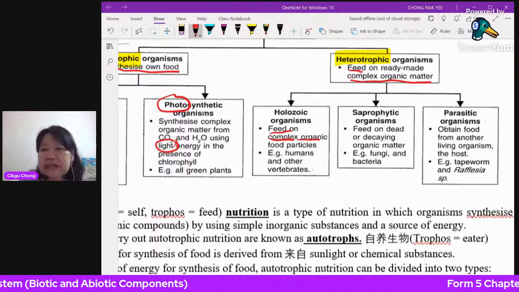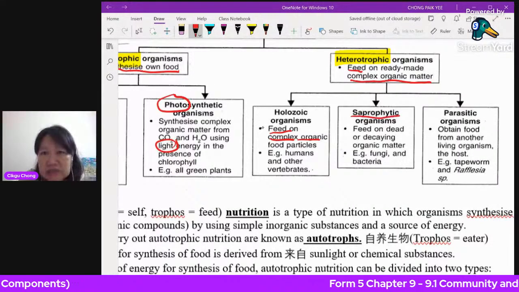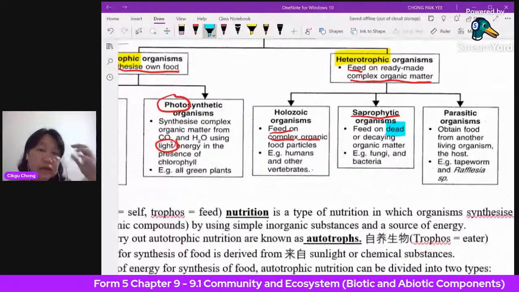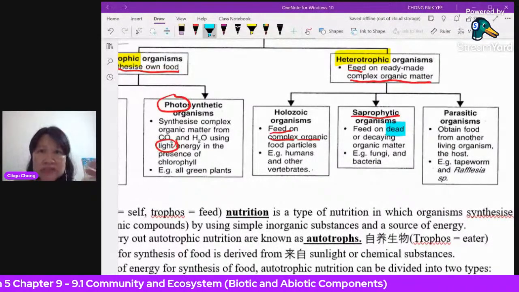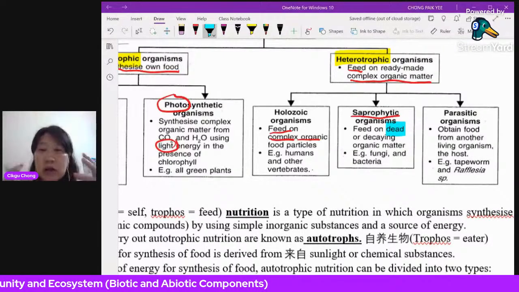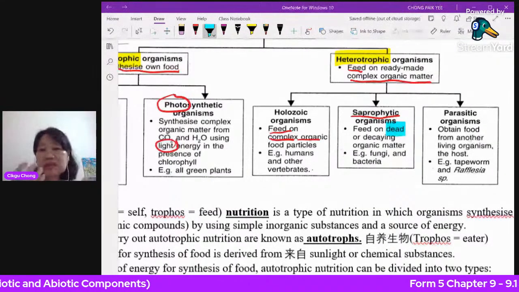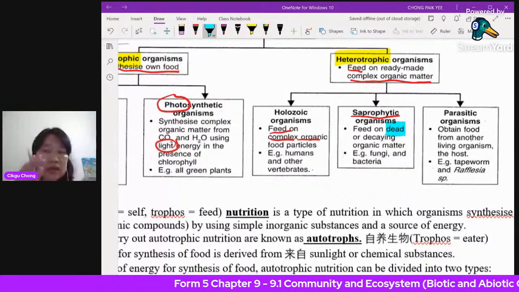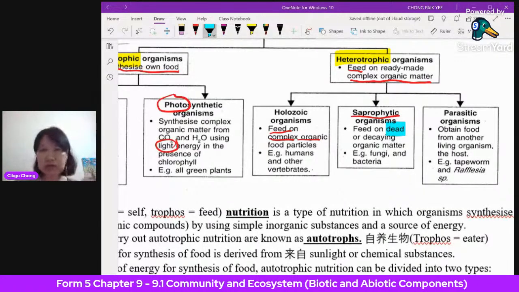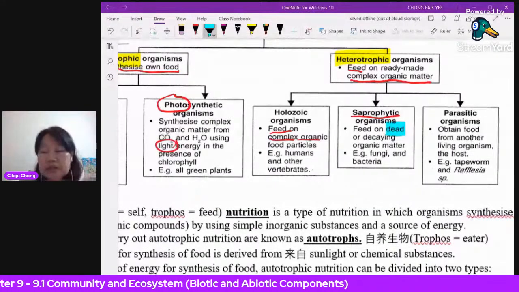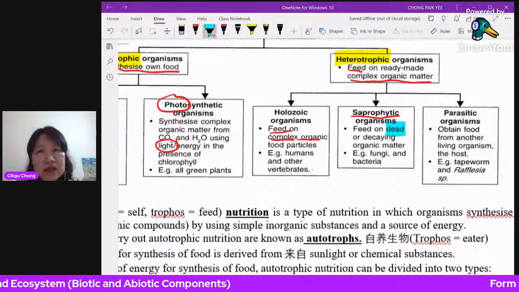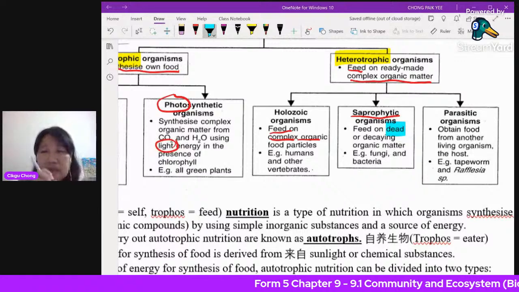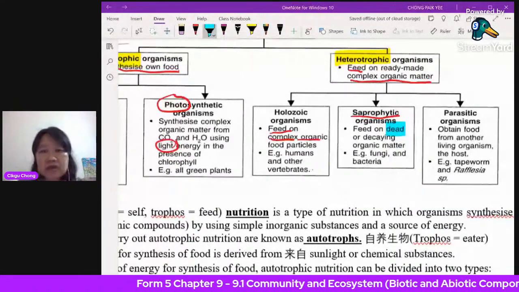Next, saprophytic. Saprophytic are those organisms that feed on dead matter. Look at this word, dead. So they survive on dead matter, things that are already dead and decomposing. Why do they decompose? Because these saprophytic organisms make them decompose. They convert the protein, the lipid, the carbohydrate in the dead body, because our body has all that, into carbon dioxide, water, and so on. And they feed on that. They take in the nutrients from the breaking down.